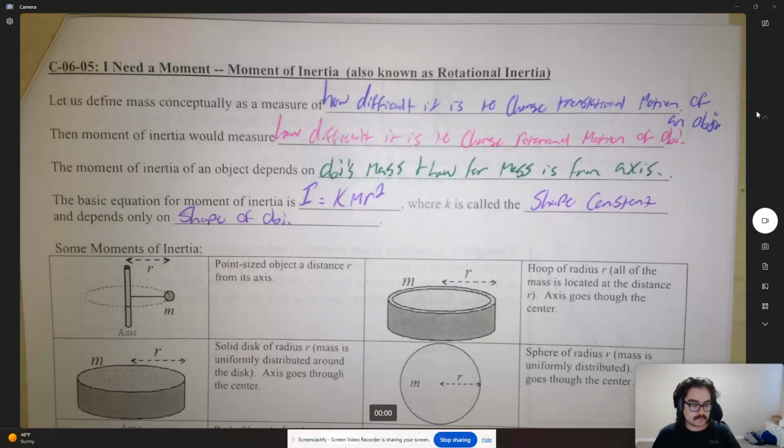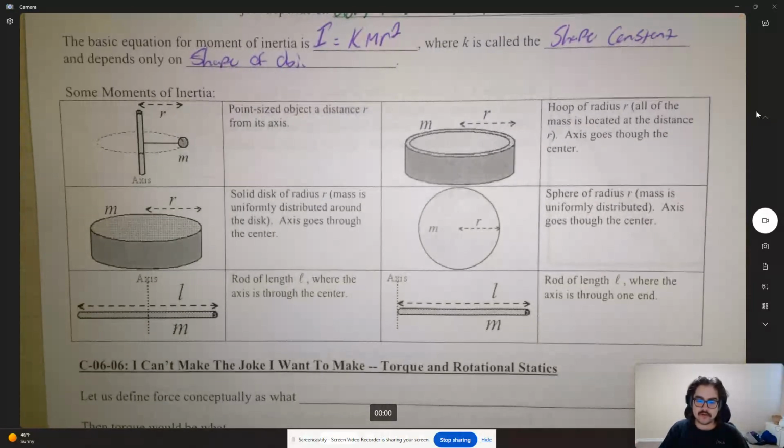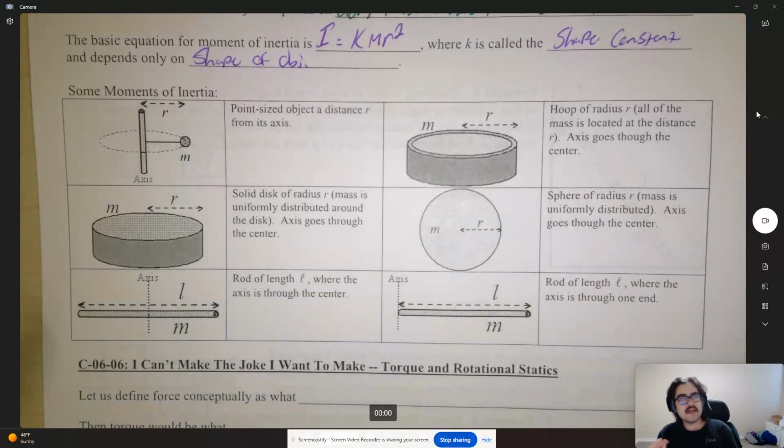So, some moments of inertia to know. I don't want to say that you don't need to memorize these; I'm going to say that you should know what these are. If you memorize them, it's great. I think most of the time you're given the shape constant on the test, or you could solve for it. I think pretty much all the time it's going to be given to you, though.